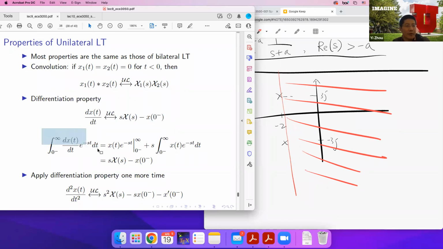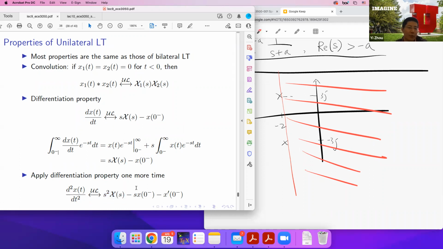And this is the derivation, which I'm going to skip here. But essentially, the idea is that because of the 0 negative, it will result in the initial condition here. Okay, so this is the first order differentiation property. Now for the second order, you apply this property one more time. For the second order differentiation, the unilateral transform is S squared times X(s). This part is the same as the normal Laplace transform.